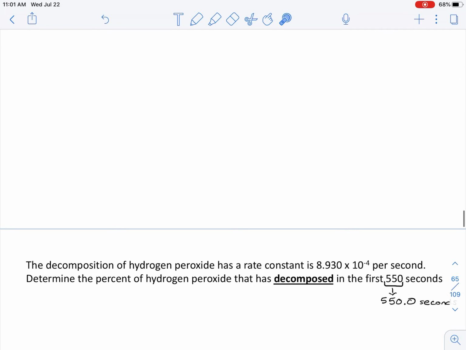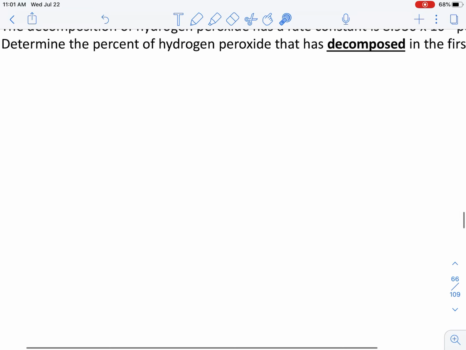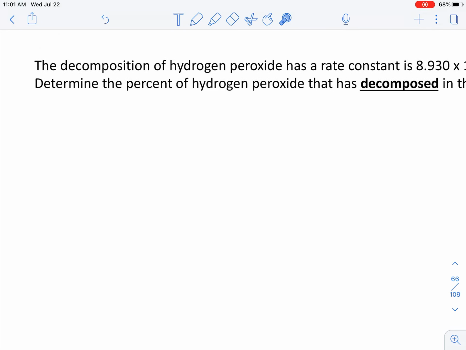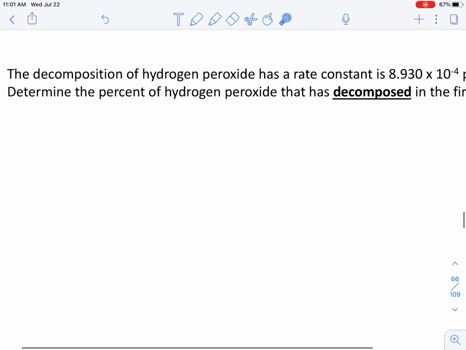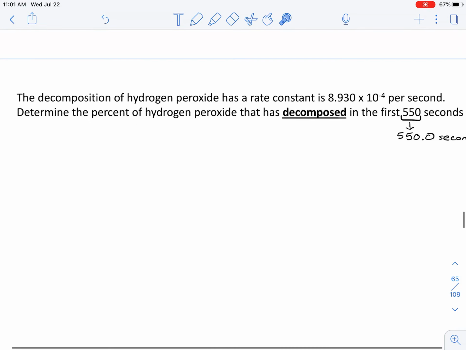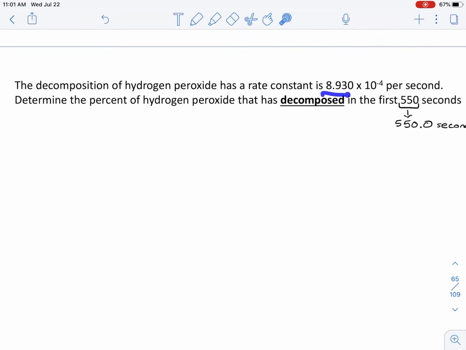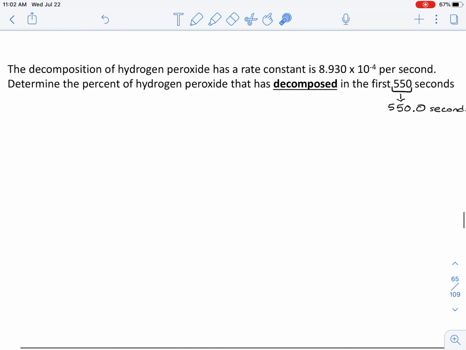All right, so let's go ahead and take a look at another problem. In this case, we have the decomposition of hydrogen peroxide, which has a rate constant of this specific value. So we're going to determine the percent of hydrogen peroxide that has decomposed in the first 550 seconds. All right, and so remember these are integrated rate laws, and there are several different types. There's first order, second order, zero order.